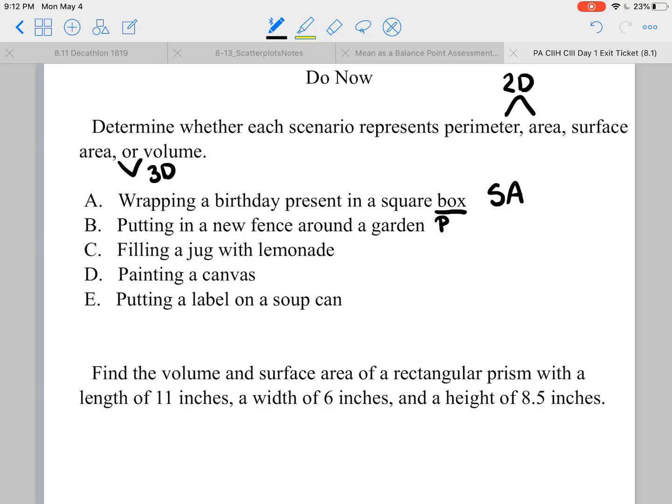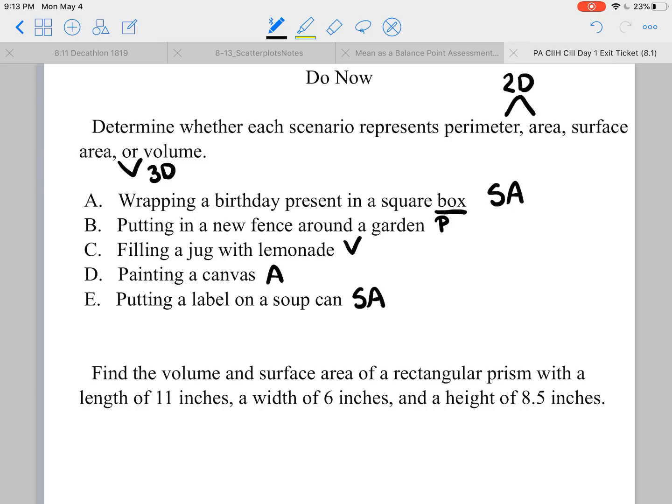Filling a jug with lemonade. A jug is a three-dimensional figure. And since we're filling it with something, that's volume. Painting a canvas. A canvas is a flat two-dimensional shape. And if we paint it, we're covering it. We're filling the canvas in. So that's area. Putting a label on a soup can. A soup can is a three-dimensional figure. It's a cylinder. But if we're only covering the outside, that's surface area.